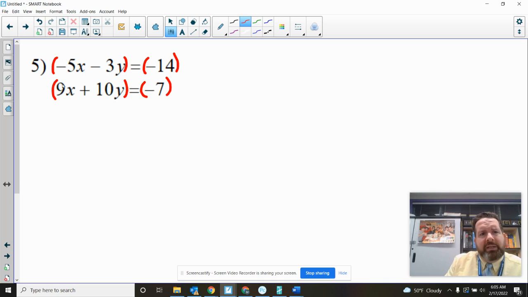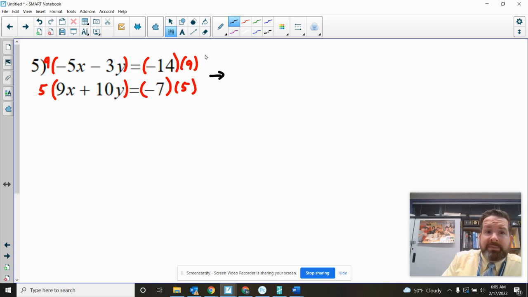So if I look at my least common multiple of 5 and 9, it does end up being 45. That means I need to multiply the top equation by 9 and the bottom equation by 5. Now we don't need to deal with any negatives this time because the signs are already opposite.